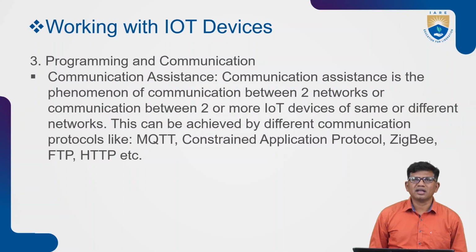What are the general communication protocols we are using in IoT systems to exchange data between the various physical devices? That we'll see. The first one is MQTT, then the Constrained Application Protocol, ZigBee, FTP, and HTTP. These are the various communication protocols we are using in the protocol programming and communication part.